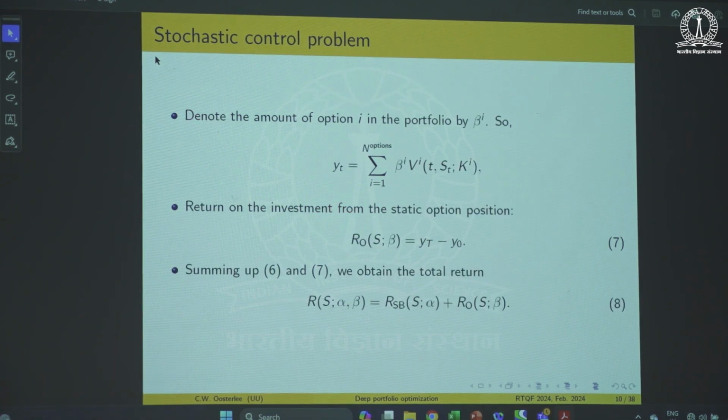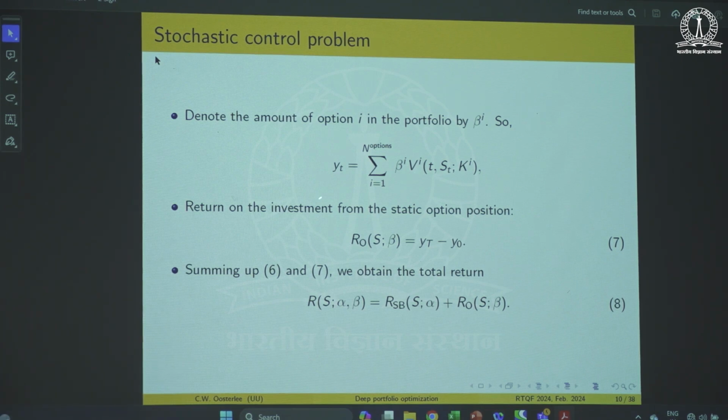The second part is the amount of option i. So we have beta superscript i of option i in our portfolio. So the wealth of our options is the sum, i runs from 1 to n options, the number of options, of this beta i that we can tune only at time 0, times the ith option with its ith strike price.